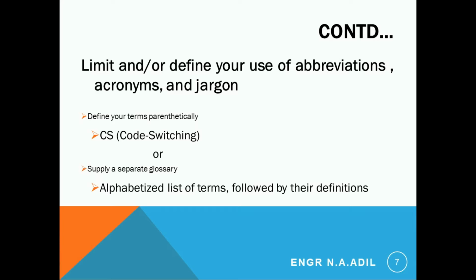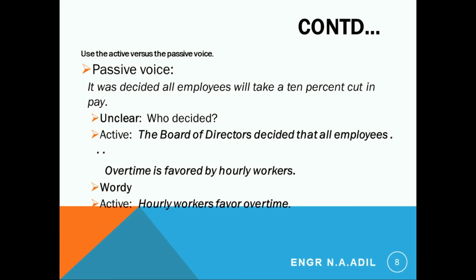Limit and or define your use of abbreviations, acronyms and jargon. Define your terms parenthetically. As an example, for CS you can write in parentheses "code switching", because one can also assume CS is computer science, so you must mention it in the parentheses. Or supply a separate glossary, an alphabetized list of terms followed by their definitions.